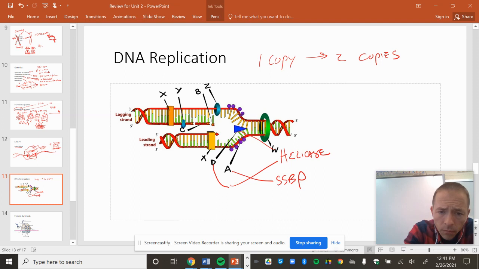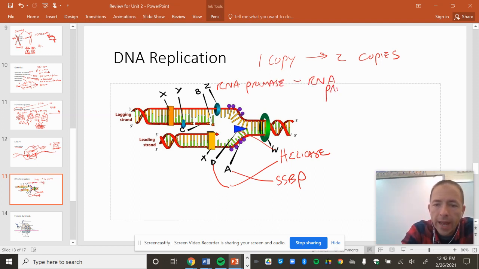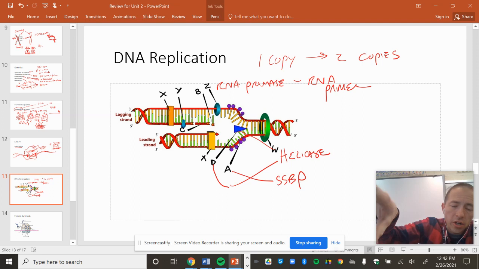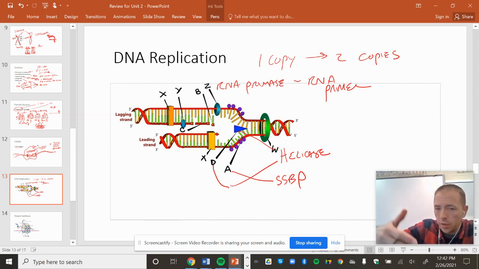pieces down. Z in this picture is RNA primase, because if you remember, primase lays the RNA primer so that DNA polymerase can add its pieces, because DNA polymerase needs to actually touch another nitrogen base on the green side on this here, and be able to go in a 5 to 3 direction.